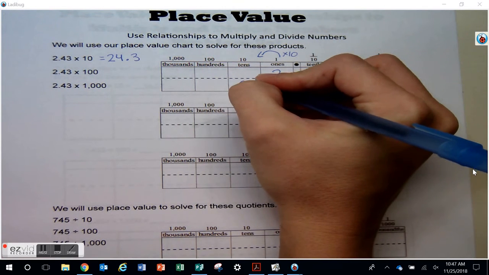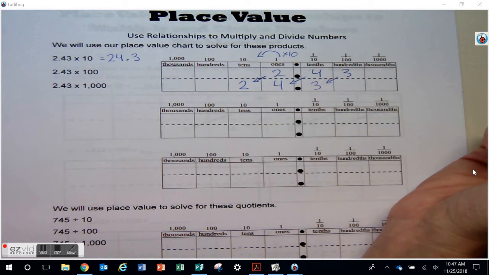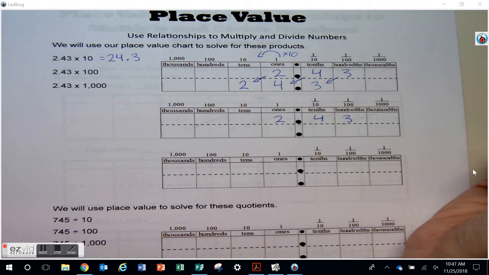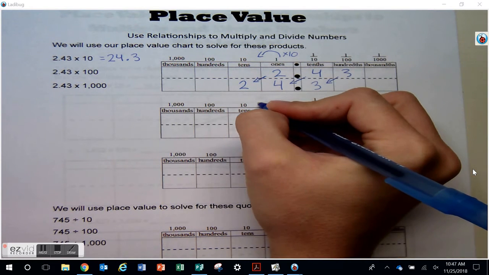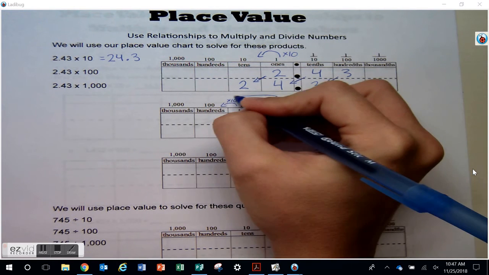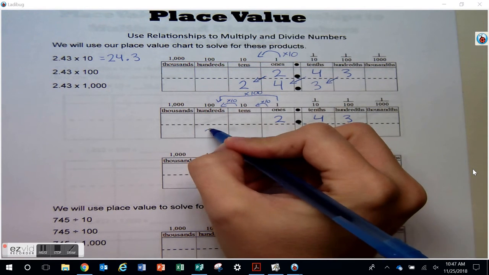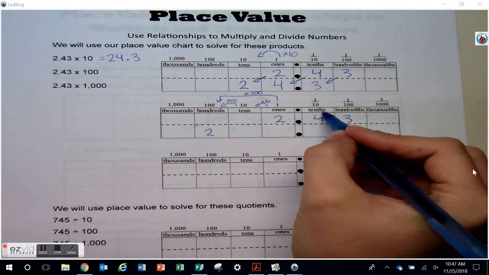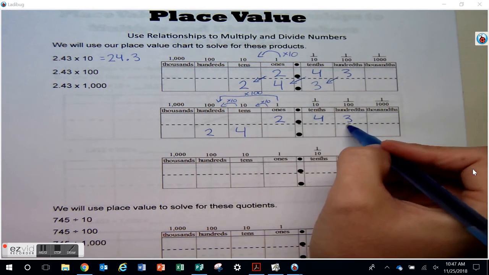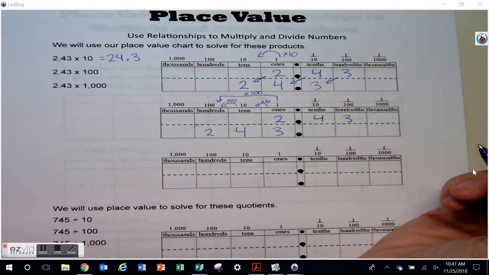Now let's look at 2 and 43 hundredths times 100. Well, we remember that this is multiplying by 10. If I multiply by 10 again, that's the same as multiplying by 100. So if I multiply 2 times 100, I get 2 hundreds. 4 tenths times 100, again, I multiply by 10, I get 4 tens. 3 hundredths multiplied by 100 gives me 3 ones. Now just to prove it to you, 3 hundredths times 100 gives me 300 over 100, which gives me 3.